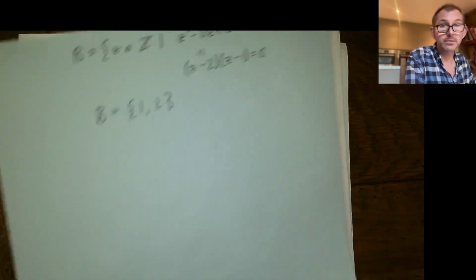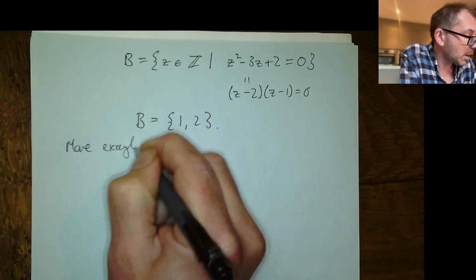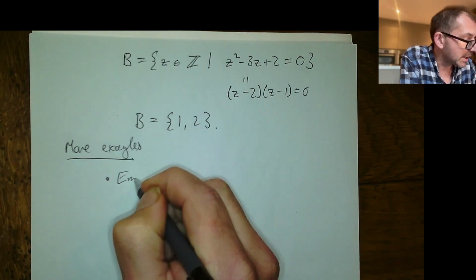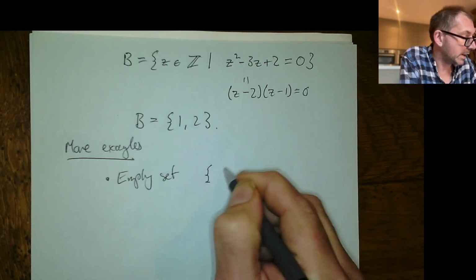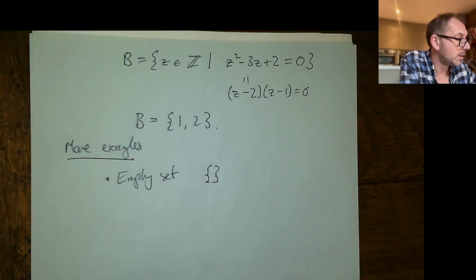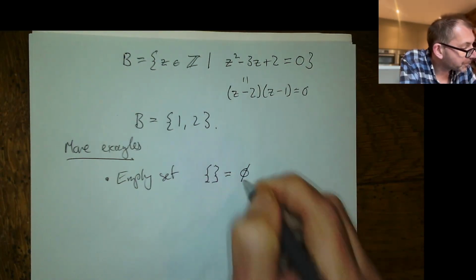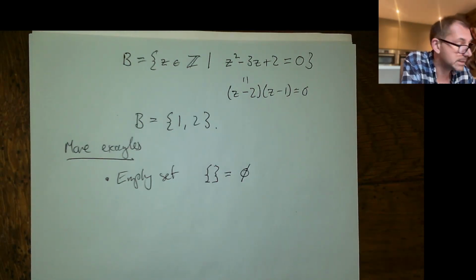Okay, let me just give some more examples of some sets that we will use a lot. So more examples. First of all, we can always have a set with no elements in it. So the empty set is written in two possible ways. You either just give the open and closed brackets on their own, or you give this symbol. So this is a circle with a cross through it. Both of them mean the empty set.